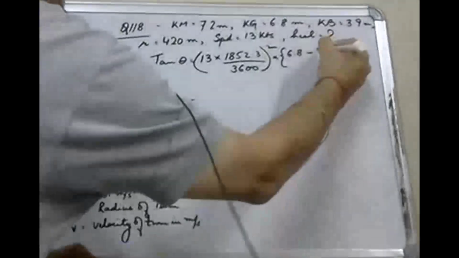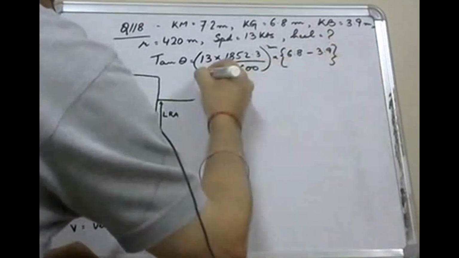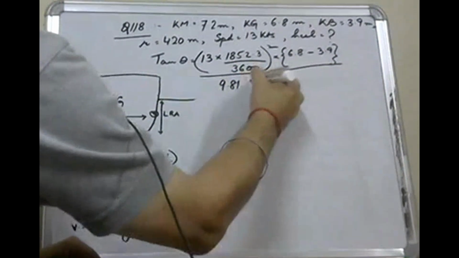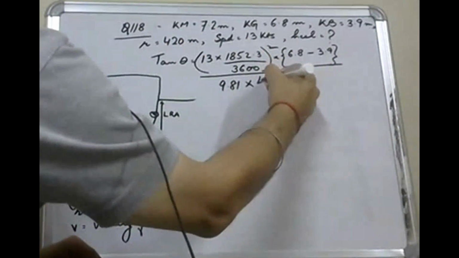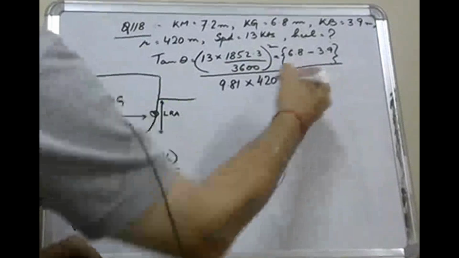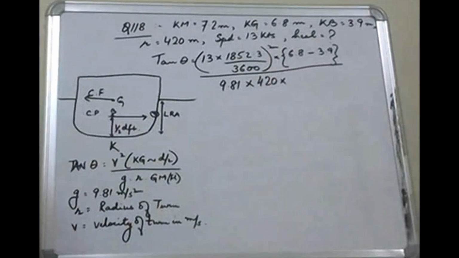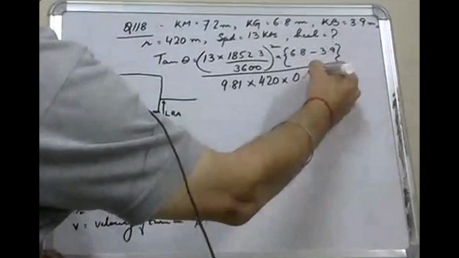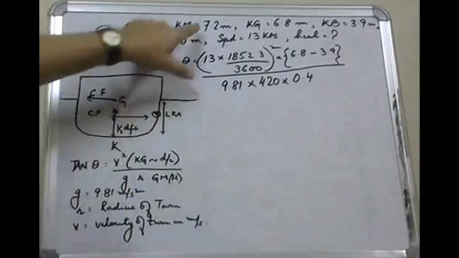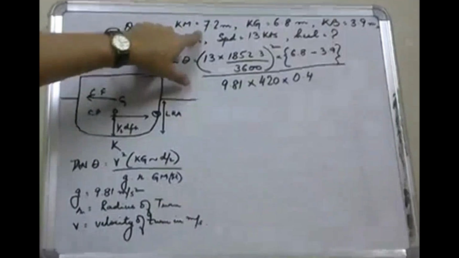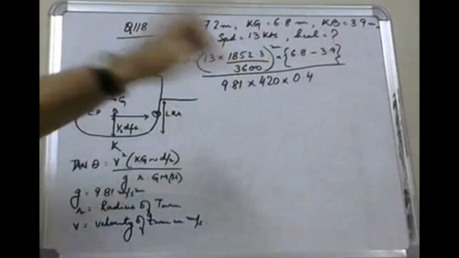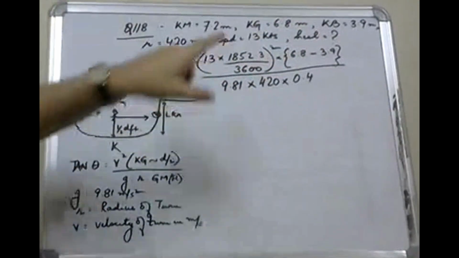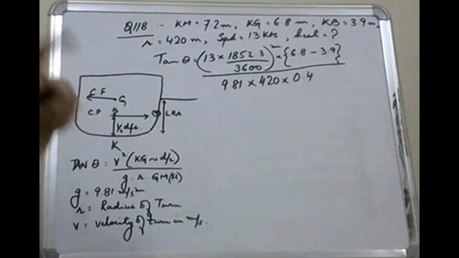upon g 9.81, रेडियस ऑफ टर्न 420 into GM fluid, KM minus KG 0.4. अगर FSC ये दिया होता तो माइनस FSC भी होता, अगर FSM दिया होता तो FSC निकालता, FSM डिवाइडेड बाय W, फिर मुझे W दिया होता. इज दैट ओके?